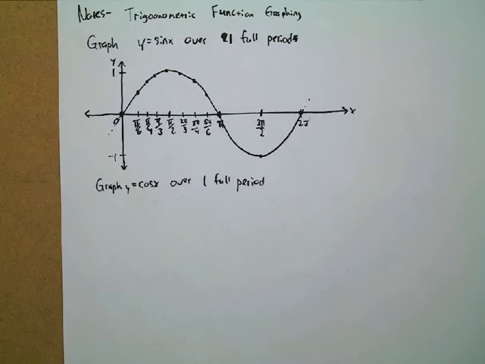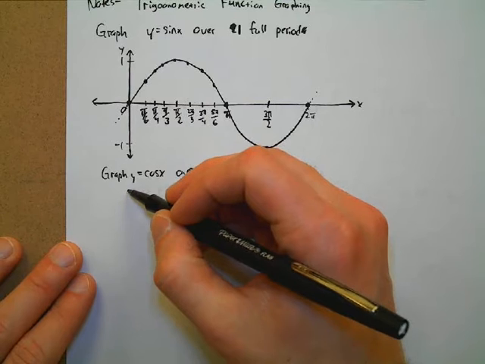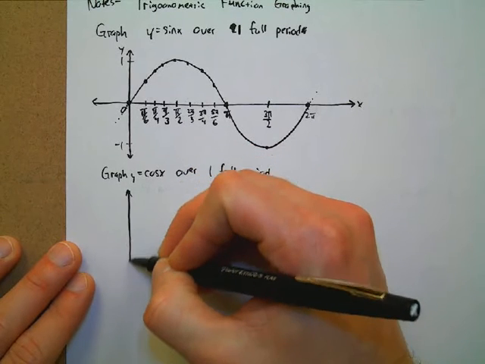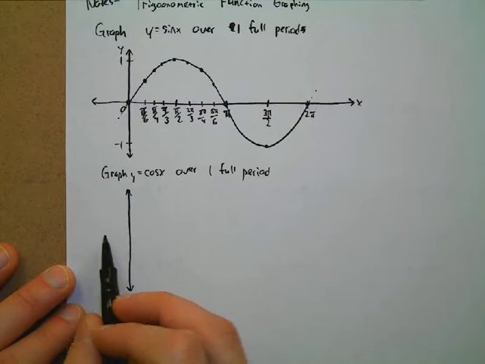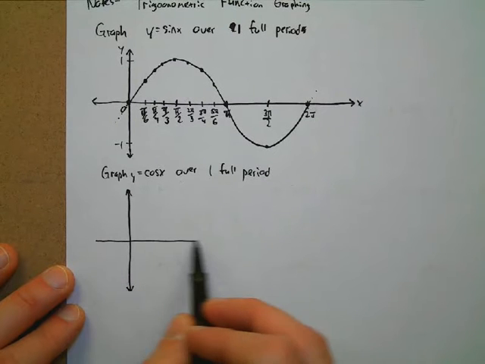What's the greatest value of cosine that we've ever had? Yeah, 1 as well, right? And what's the lowest value for cosine? Yeah, negative 1. So we just have to worry about going up to 1, negative 1 on our y-axis.